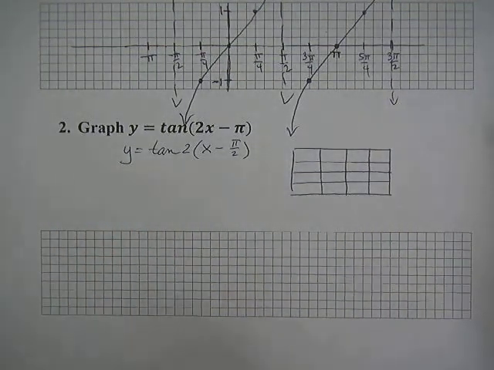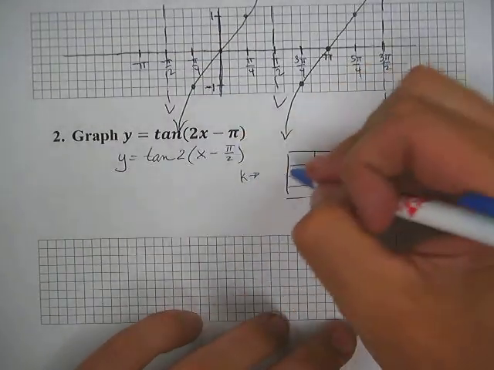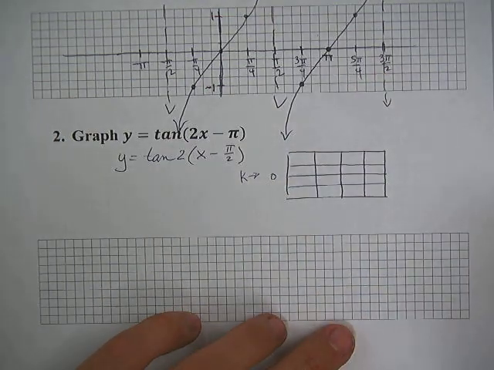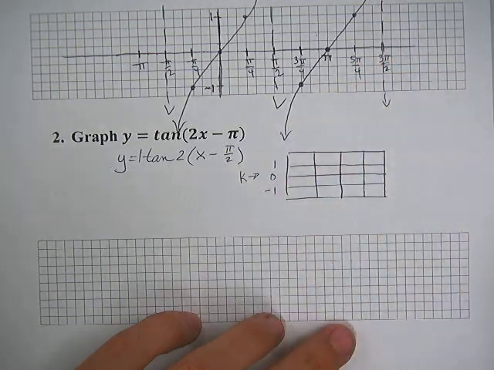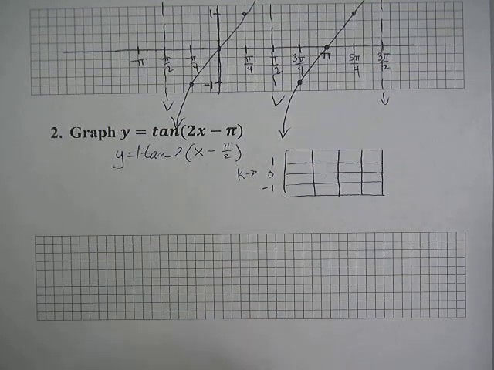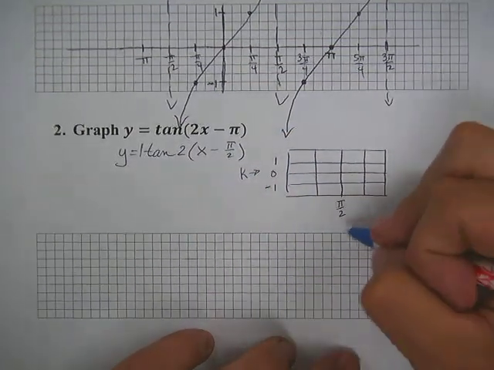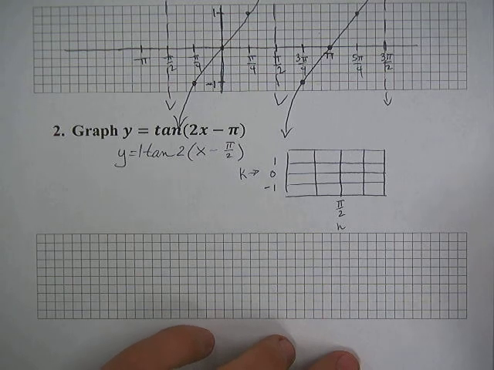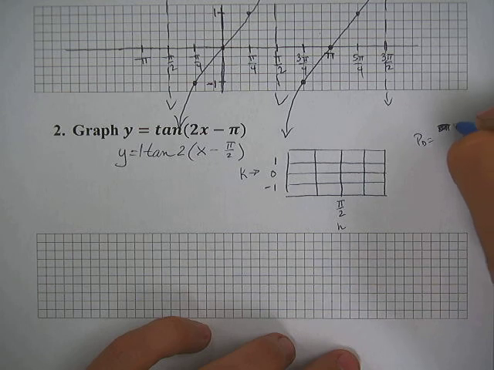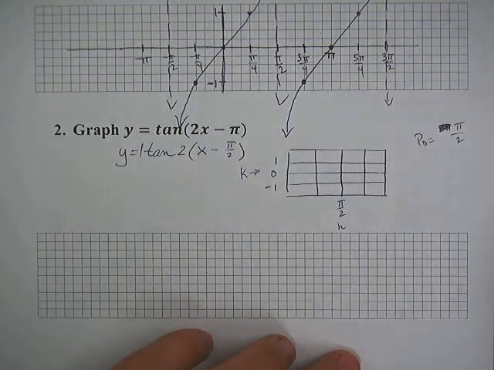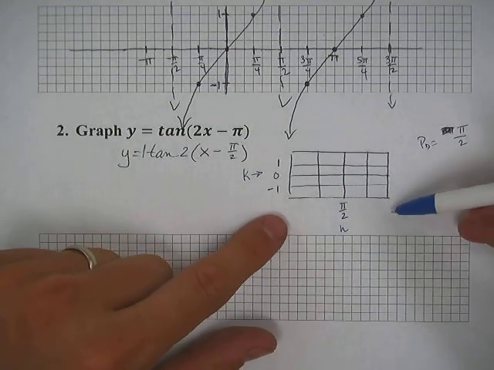So here comes the box. Draw this. I'm going to split it up. Okay. So, what are things I know? Let's talk about the k value. Well, k value is 0, so that's 0. Amplitude, well, this is 1, so this is still up 1 and down 1. Let's talk about my h value. Well, that's right here, so this is at pi over 2 right there. And that's your h value.